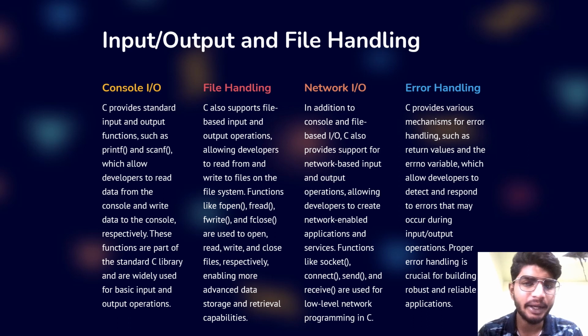Error handling. C provides various mechanisms for error handling, such as return values and error values, which allow developers to detect and respond to errors that may occur during input or output operations. Proper error handling is crucial for building robust and reliable applications.